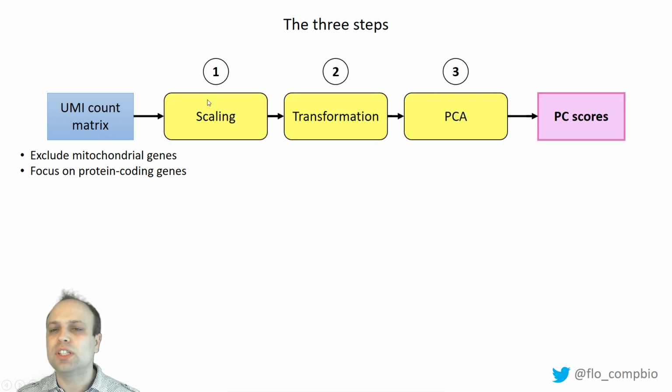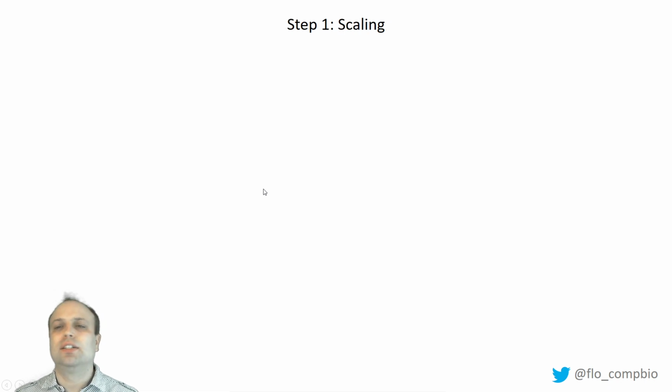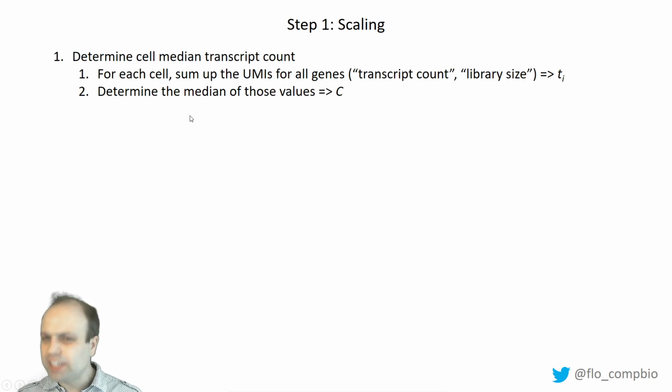So the first step is scaling, then you're transforming the data, and then you're doing PCA, and then you usually get your PC scores. I'm now going to talk about each step separately and go into detail of what that actually means, and how to actually do each step. So first, with the scaling, basically what we need is the median transcript count.